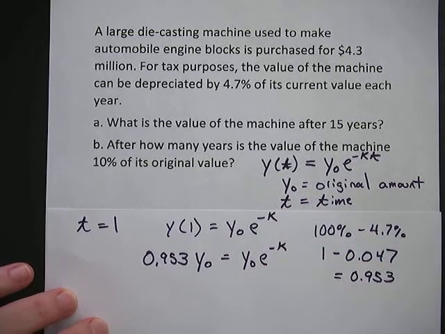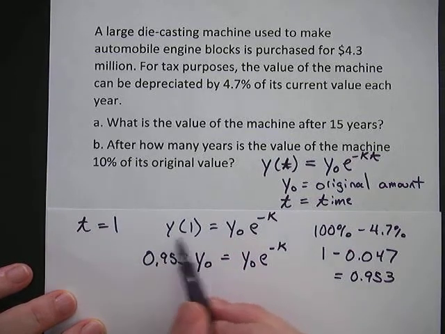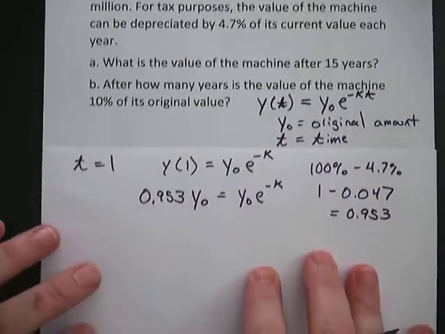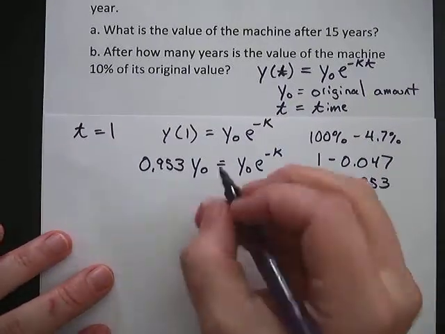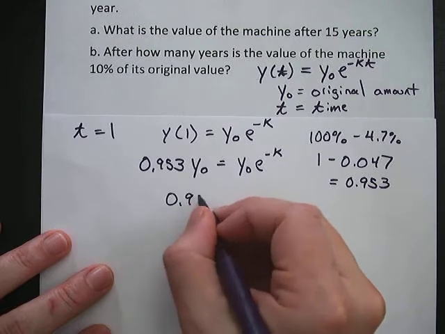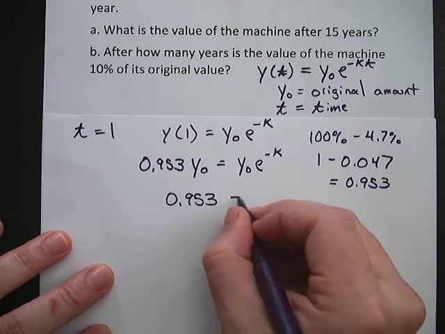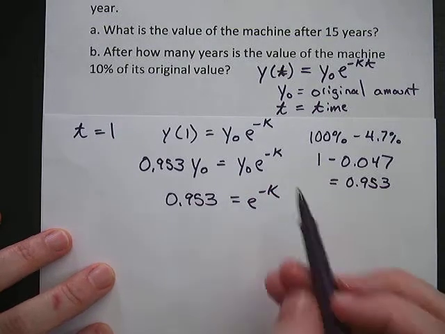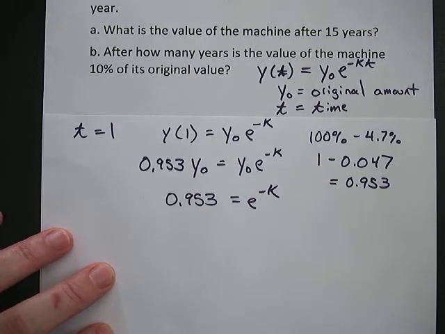Now, the next thing that you should notice is that there's a y sub 0 on each side, because I used this y sub 0 to replace this y of 1. I can divide both sides by this y sub 0 and it's going to go away. So I would get 0.953 equals e to the negative k. Remember, we're trying to find out what this k is, and we're really close to finding it.